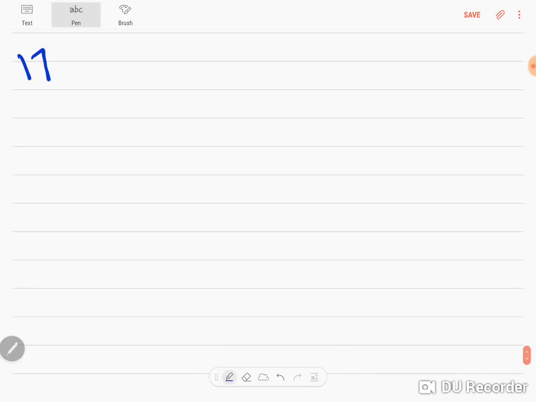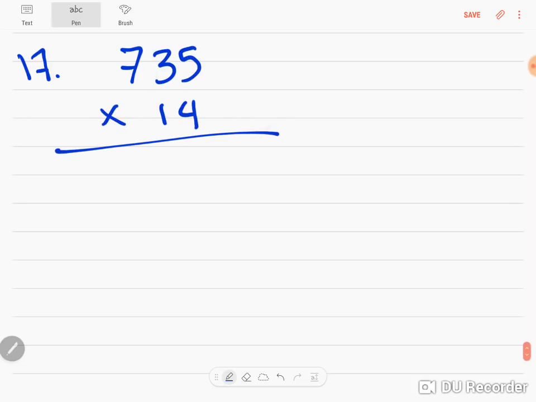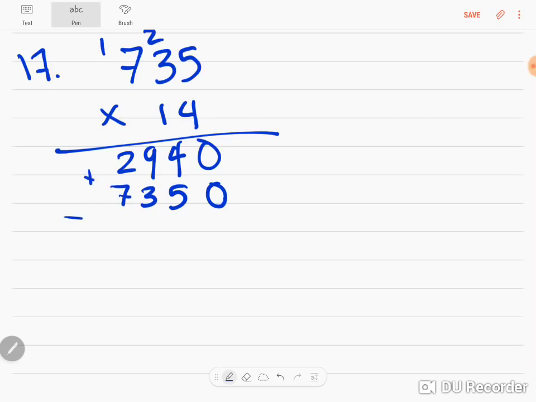Number 17. It says 735 times 14. All right, 5 times 4 is 20. 3 times 4 is 12 plus 2 is 14. 7 times 4 is 28 plus 1 is 29. New placeholder, put the 0 there. 5 times 1 is 5. 3 times 1 is 3. And 7 times 1 is 7. Now we just got to add it up.